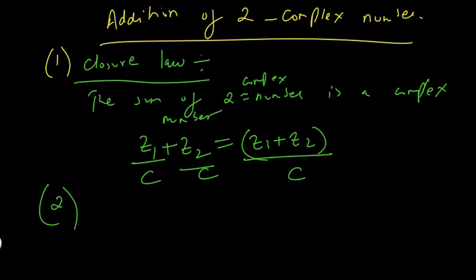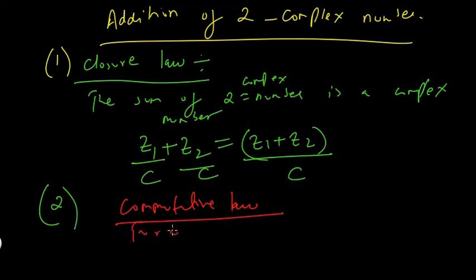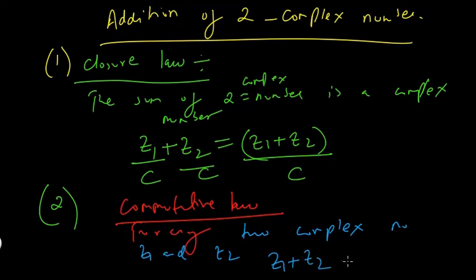Now second, we will study the commutative law. Commutative law also holds in complex numbers. What commutative law states is that for any two complex numbers z1 and z2, z1 plus z2 is equal to z2 plus z1. Irrespective of the order, the sum is always the same. This is commutative law. The next is associative law.